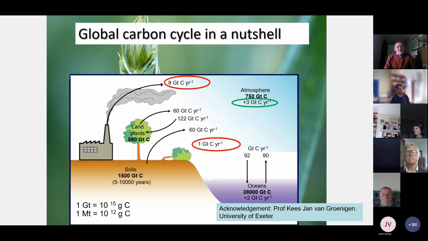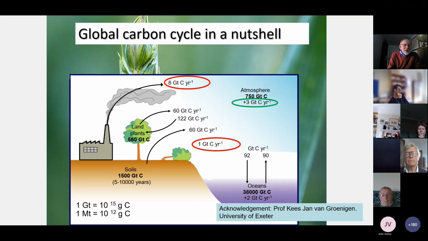So here's a picture, a cartoon of the global carbon cycle, which is very nicely produced by a colleague at Exeter University. And you can see top right there, we're showing that there's this 750 gigatons of carbon in the CO2 in the world's atmosphere. And this is about half of what we've got in the organic matter in the soil, 1,500 gigatons, and you've got between 500 and 600 gigatons in all of the plants in the world.